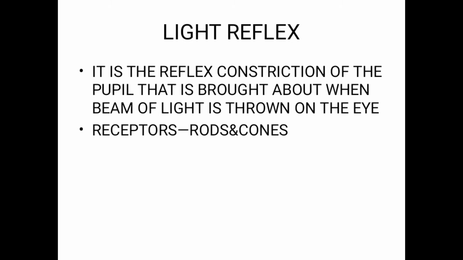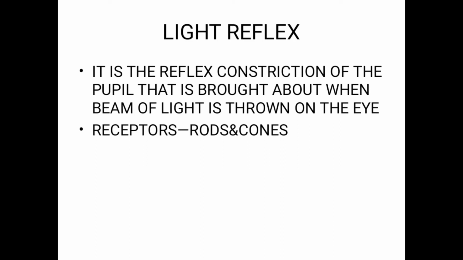So next, coming to light reflex. What will happen in light reflex? It is a reflex constriction of the pupil that is brought about when a beam of light is thrown on the eye. So when suddenly light falls on your eye, what will happen? There is a reflex blinking taking place, right? So that is mainly due to constriction of the pupil and blinking of the eye.